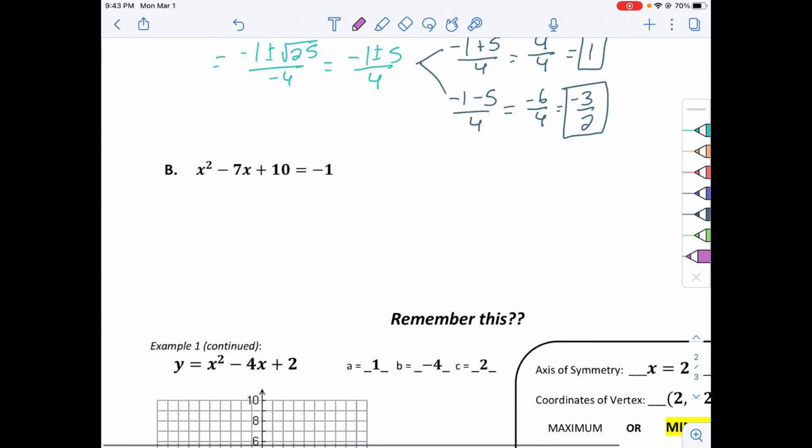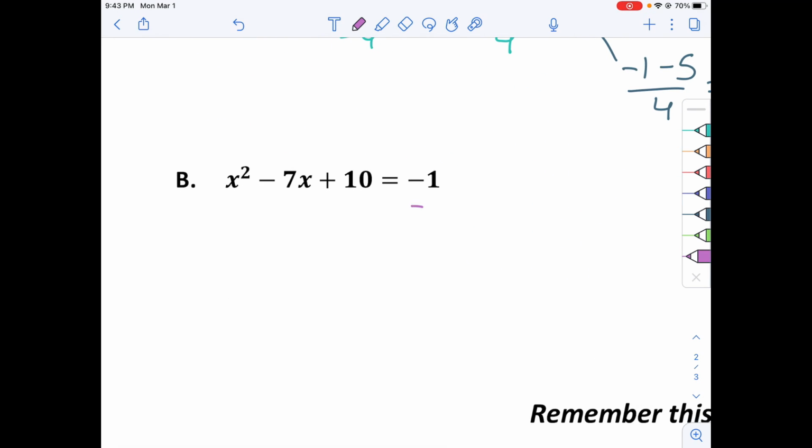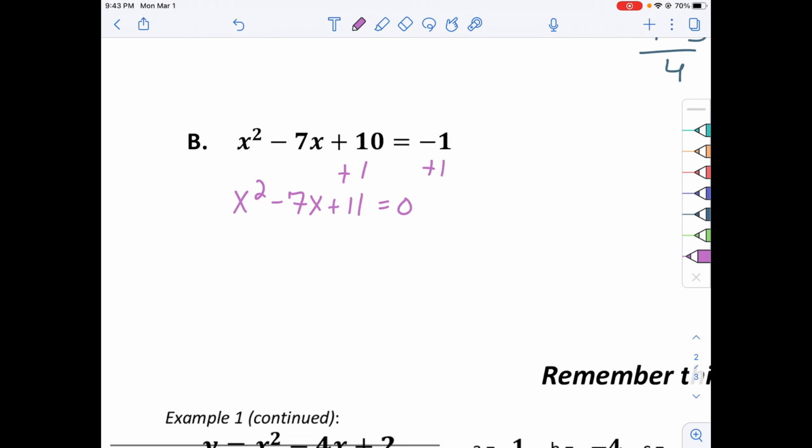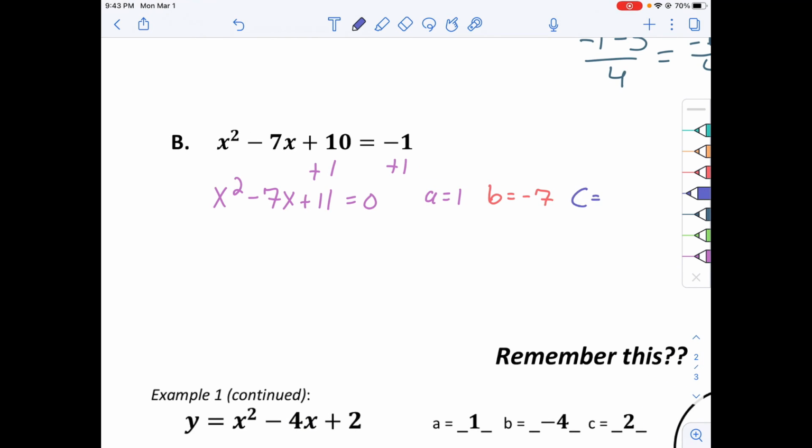All right. So, letter B here. We have x squared minus 7x plus 10 equals negative 1. You first need to add the 1 over. In order to use the quadratic formula, the quadratic equation has to be equal to 0. So now that it's equal to 0, we have our a value, which is 1, our b value, which is negative 7, and our c value, which is 11. So then we need to plug it into the equation.